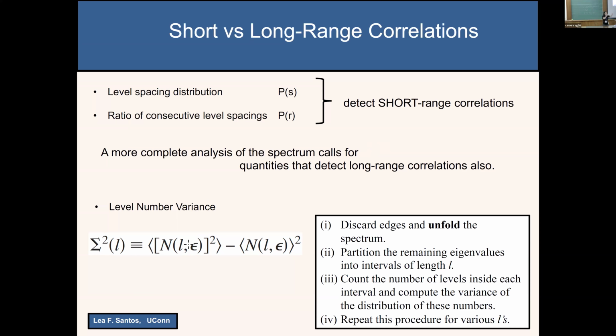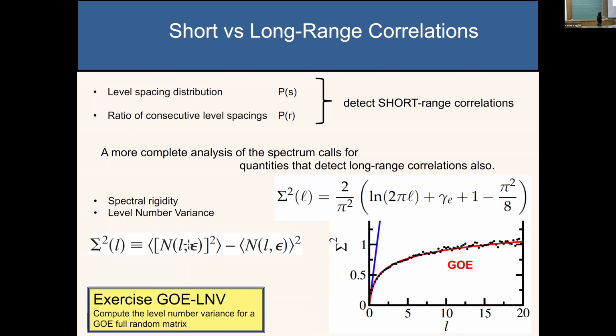We have the spectrum, and you break it into segments of size L. We are going to vary this L, but fix L first. In each piece, you compute the variance. That's the level number variance. Then you increase L and compute this variance again. You have averages because you have many segments. So this is the plot of the level number variance as a function of the size that we selected. If you had Poisson, as you increase L, the variance grows linearly because the levels are uncorrelated. But if you have that rigid spectrum, it grows slower. It follows this logarithmic behavior. So this is a way to detect not just short, but also long range correlations.